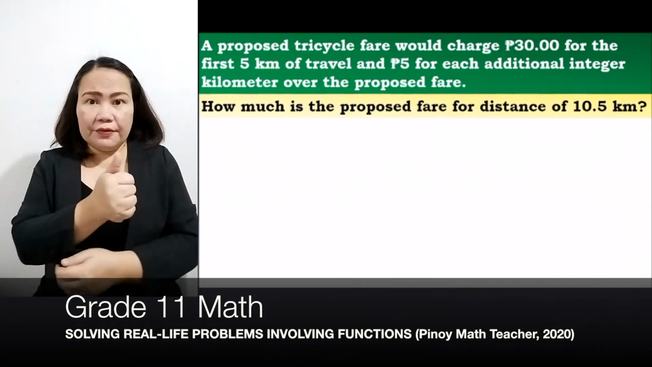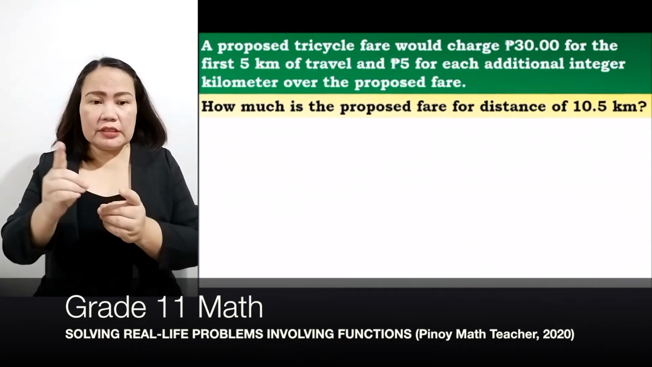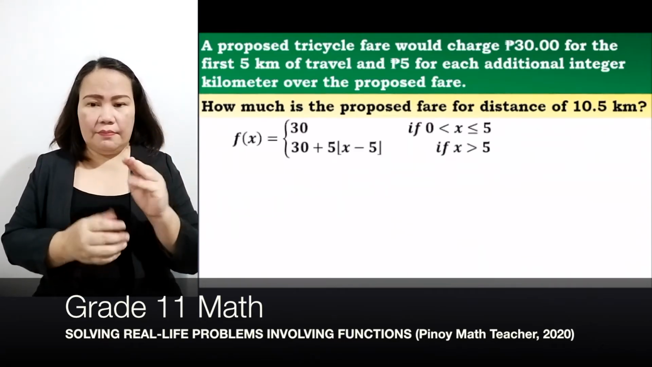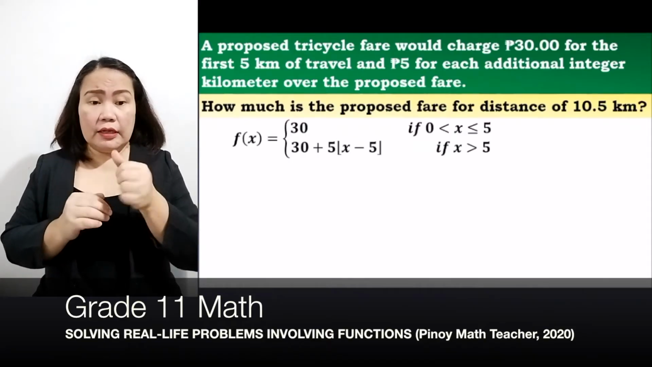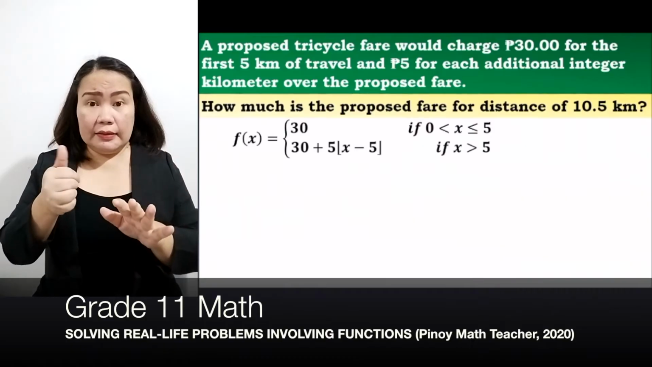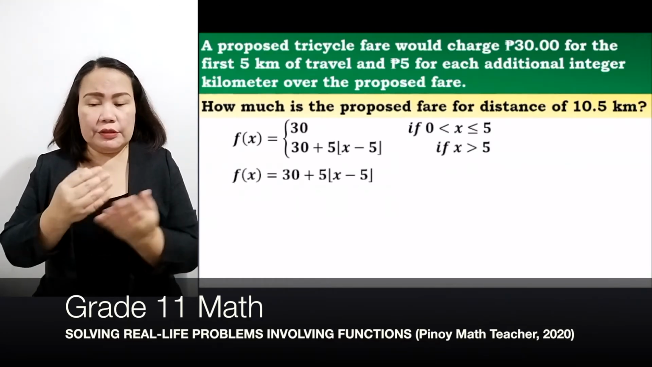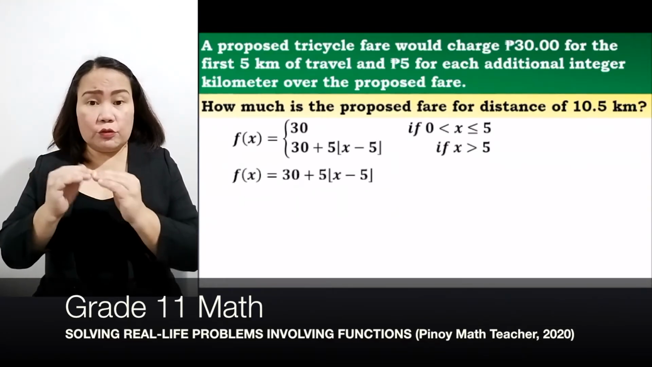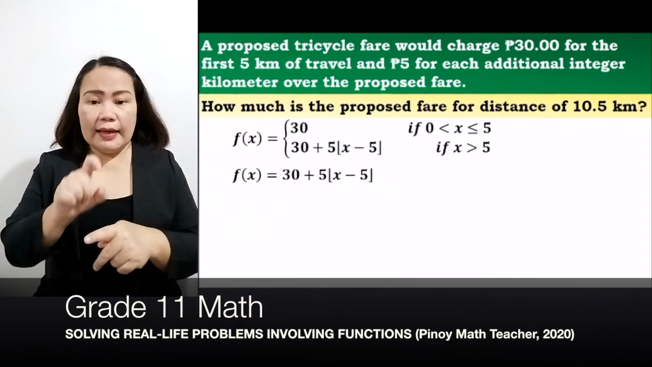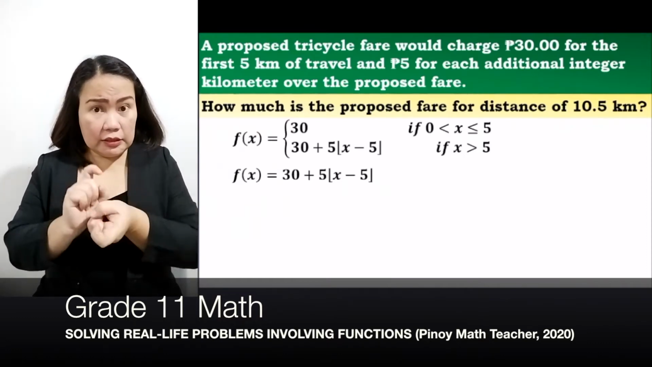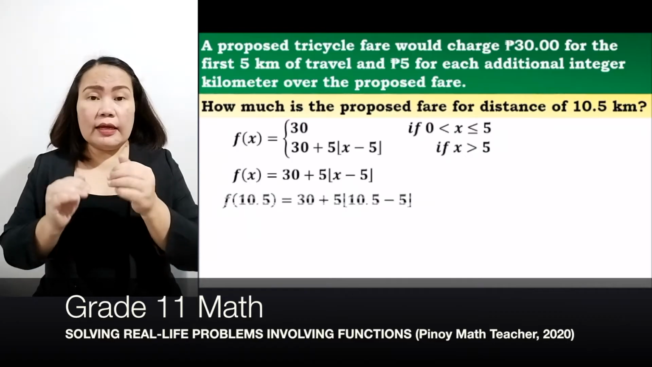How much is the proposed fare for a distance of 10.5 kilometers? X equals 10.5, and 10.5 is greater than 5. So ang gagamitin nating function ay f of x equals 30 plus 5 times the greatest integer of x minus 5. Next, palitan natin lahat ng x's dito ng 10.5.